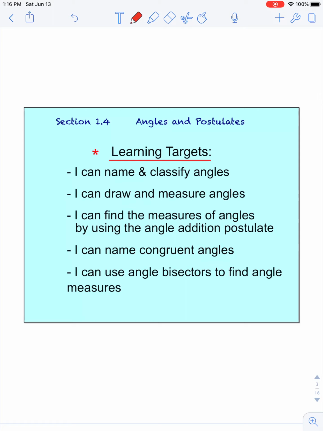So in section 1.4, we have some stuff that should be familiar to you and then some new things to look at. So we're going to name and classify angles. We're going to draw and measure angles. So here's where you use your protractor. We're going to find the measures of angles using the angle addition postulate, very similar to segment addition. We're going to talk about congruent angles, again, very similar to congruent segments. And we're going to talk about angle bisectors, and again, very, very similar to segment bisectors. So all these things are just really applying to angles now.